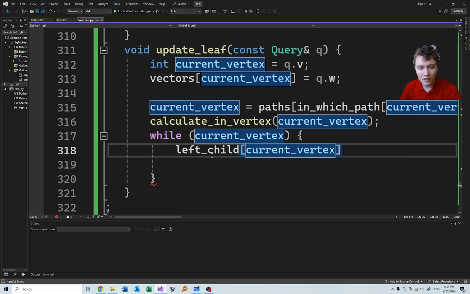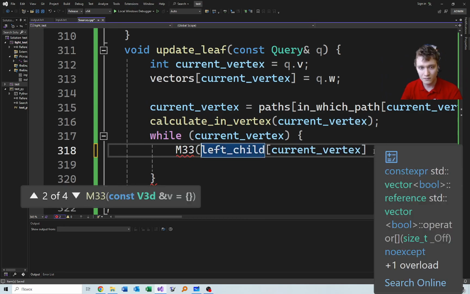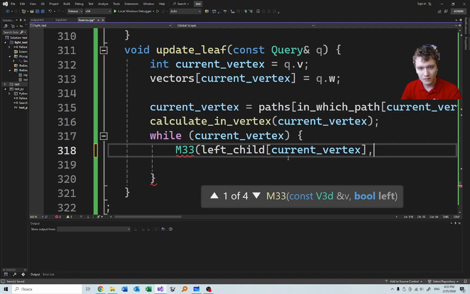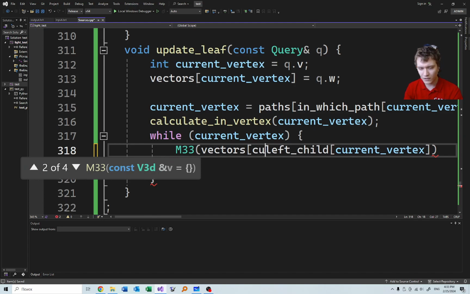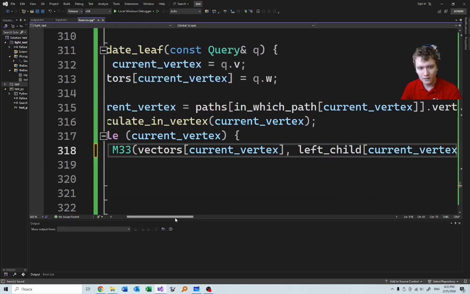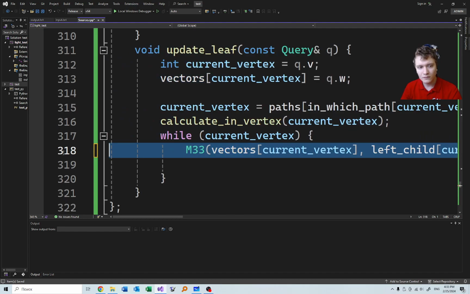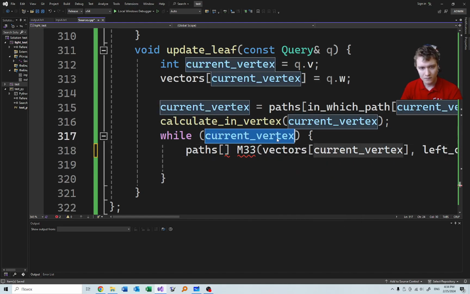Then let's construct our matrix, which is M33 of this thing. So this is the bool, and also we need the vectors of current vertex. Okay, this is a matrix, which is a new value somewhere. The question is where? The answer is, we need to take paths of our parent.